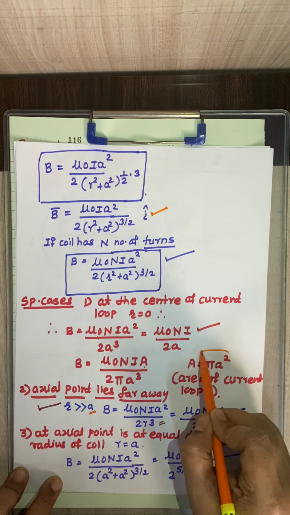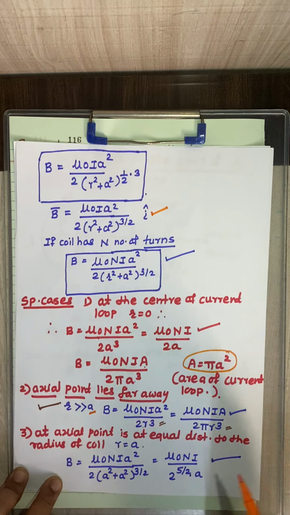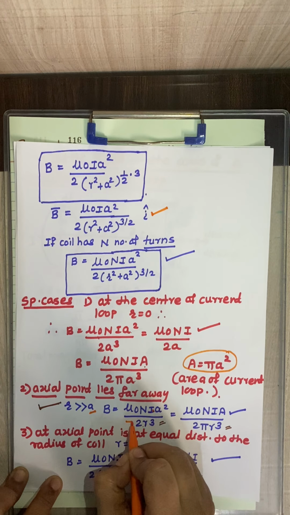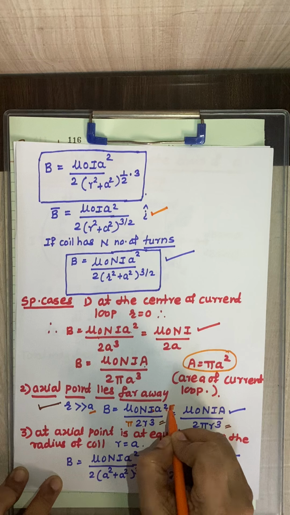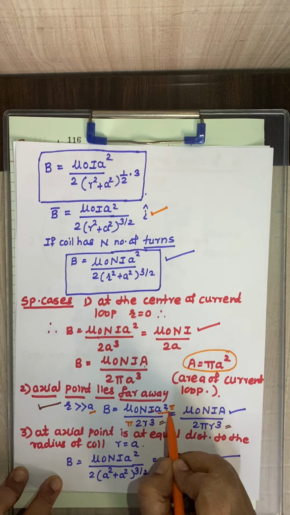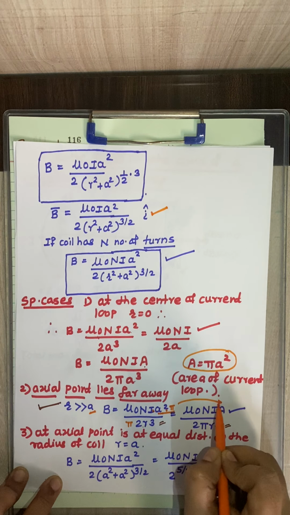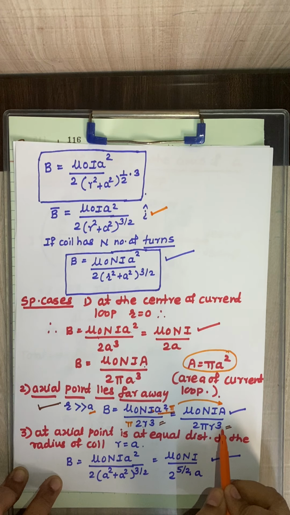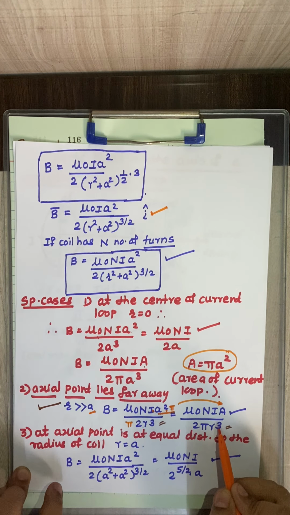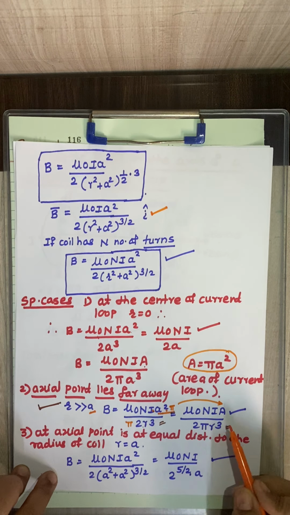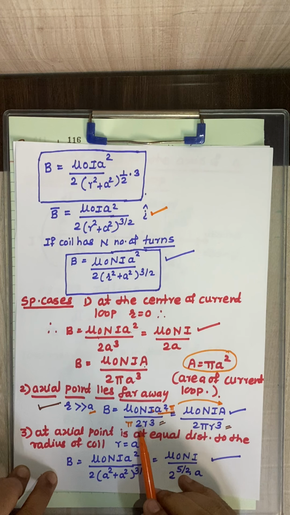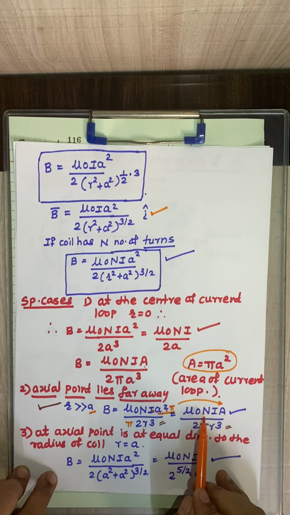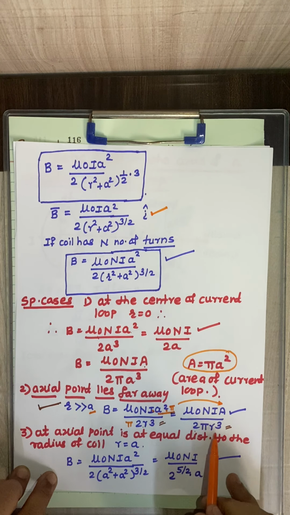That pi a square we wrote as the area of the loop, isn't it? So when we introduce pi here, at the same time we have to introduce pi here also. Then the term a square pi became A, and here we got 2 pi r cube, if you remember. So again we can say B is equal to mu naught n I A upon 2 pi r cube.